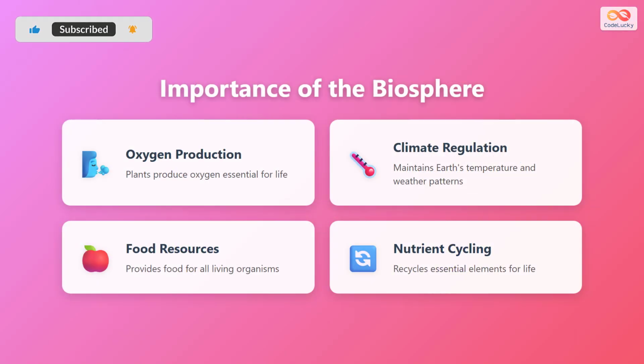The biosphere is vital for life on Earth for several reasons. First, it produces oxygen through photosynthesis in plants, which is essential for most living organisms to breathe. Second, it regulates climate by maintaining Earth's temperature and weather patterns. Third, it provides food resources for all living organisms through complex food webs. Fourth, it enables nutrient cycling, ensuring that essential elements are continuously recycled and made available for organisms to use. Without a functioning biosphere, life as we know it would not be possible.